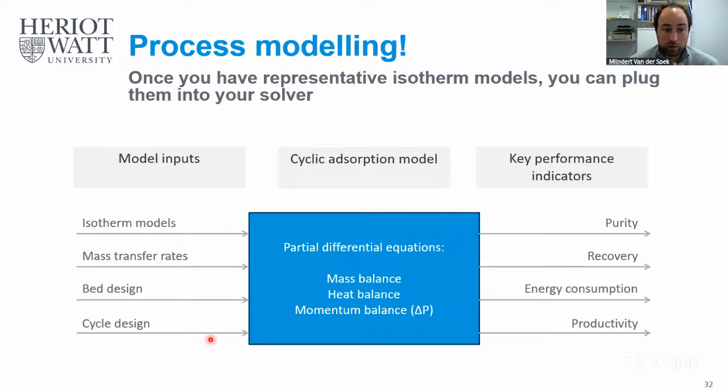And by the way, we've shown before that mass transfer rates are more important, for instance, for a direct air capture process than the isotherm, right? The isotherm is not unimportant, but the results are more sensitive to mass transfer rates. So then you put your bed design and the cycle design in your cyclic adsorption model. You solve the equations, the mass balance, the heat balance, and momentum balance. And then out comes purity, recovery, energy consumption, and productivity, right?